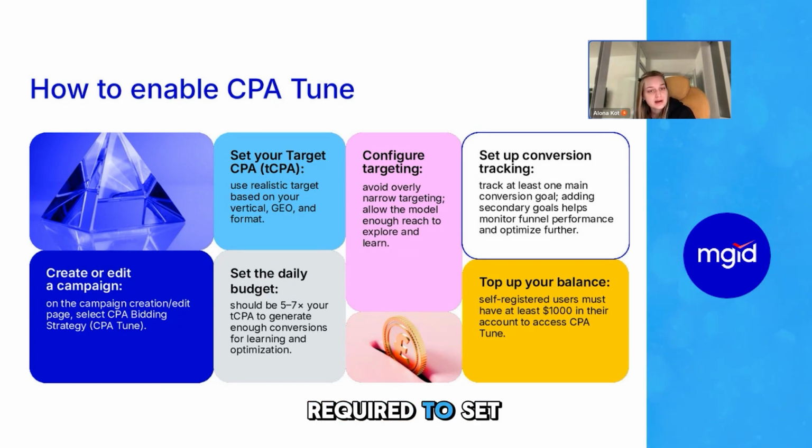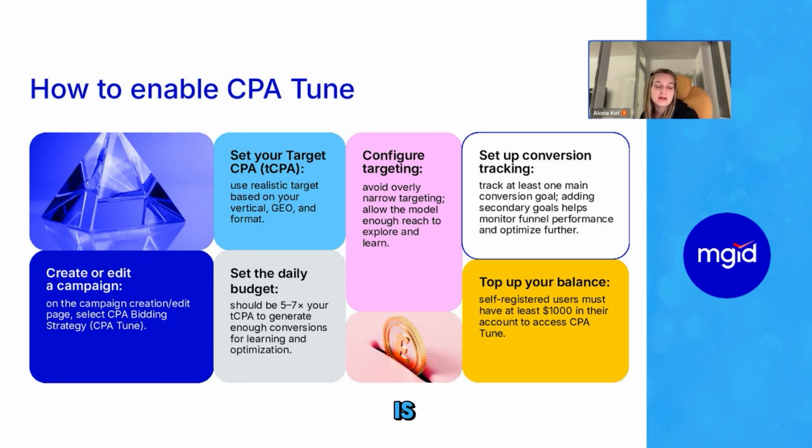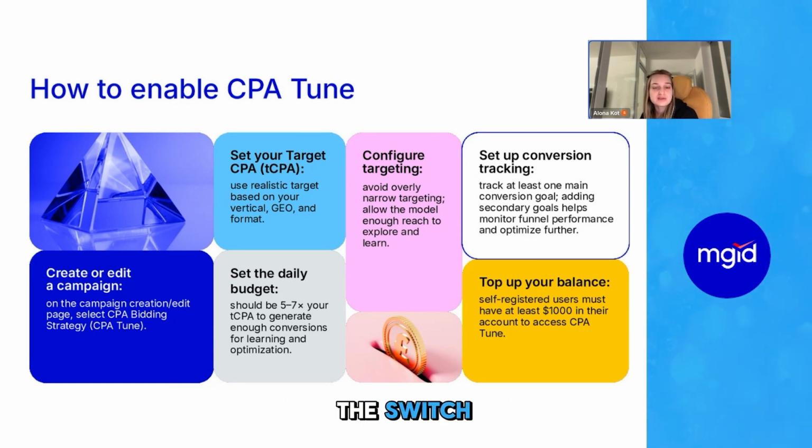Also, it is required to set up at least one conversion goal, which is called the main conversion goal in the interface. That's going to be the optimization goal, so the algo will optimize towards that goal. As mentioned, you can change that while the campaign is running. It's not going to interrupt the algo. The only thing that might happen is the algo will re-explore options after the switch, but it definitely identifies that change. And even if some fluctuations happen and you experience some volatility, it's going to improve very soon.